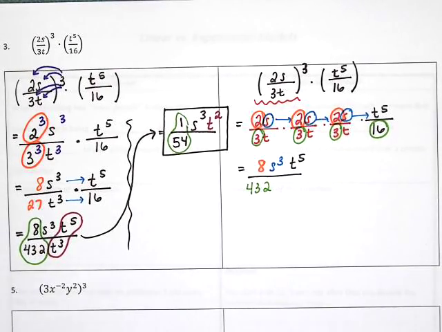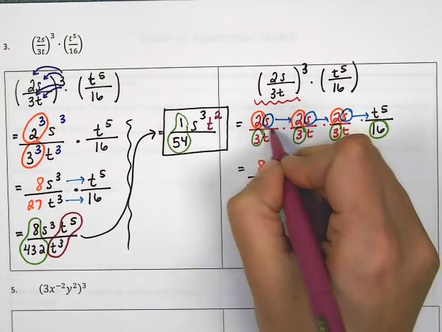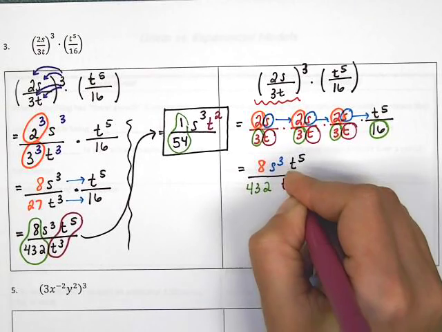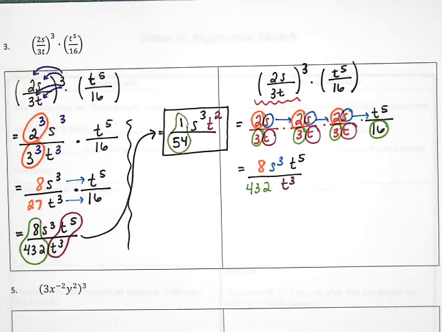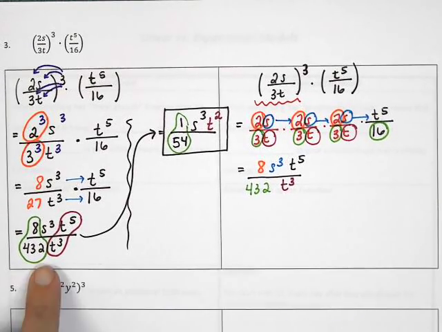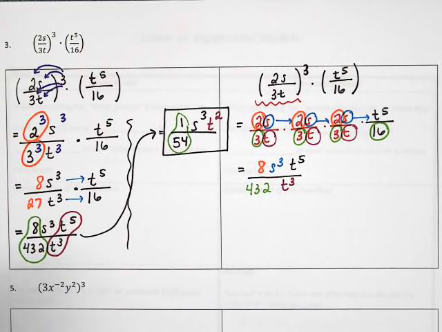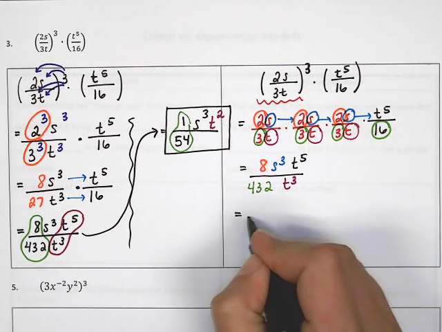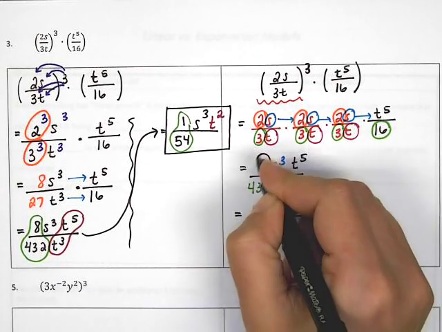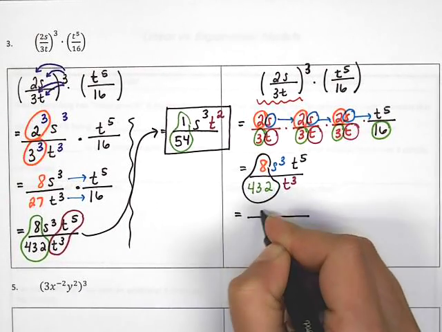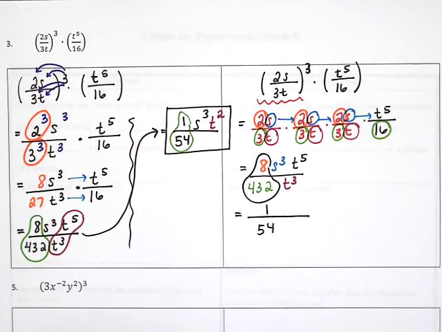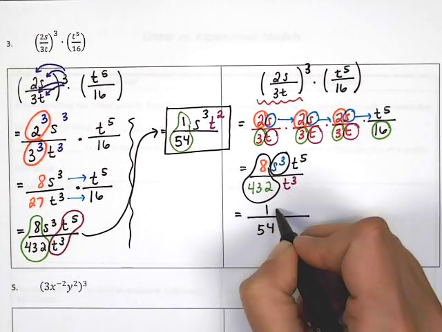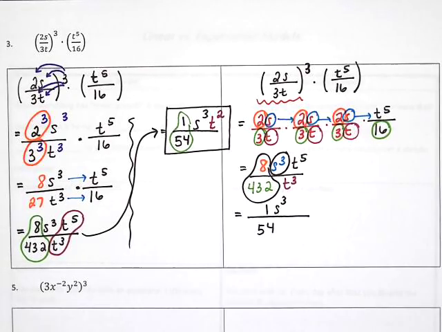And then you're going to combine all the t's, so you're going to have t times t times t, which is t to the 3rd. And then you would pretty much be in the same place you were in here, so you would just have to simplify. So I would again type in on my calculator 8 divided by 432, and that would give me 1 over 54. I would notice that the s cubed doesn't have any other s's, so it doesn't simplify.